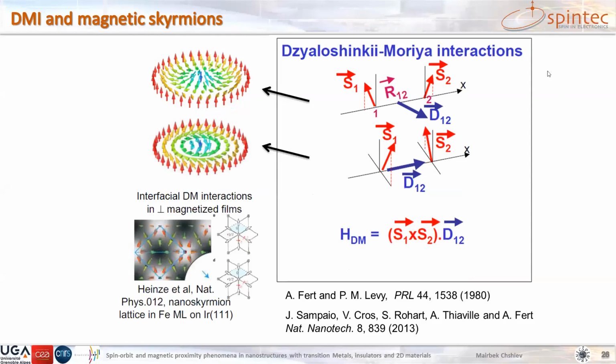Okay, so why is DMI important? Of course, maybe previous speakers were already talking about skyrmions, and this is one of the first works on the observation of skyrmions. The Dzyaloshinskii-Moriya interaction is an antisymmetric exchange, which tries to tilt your spins non-collinearly. I'm sure you already heard about it, so I don't need to stop here. This is just a motivation.